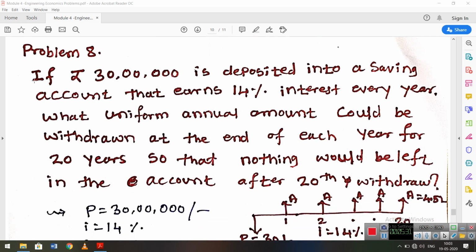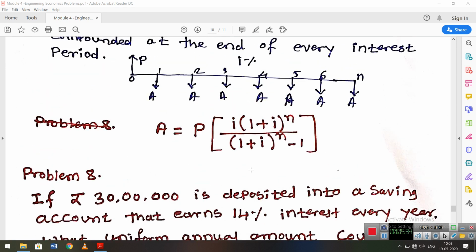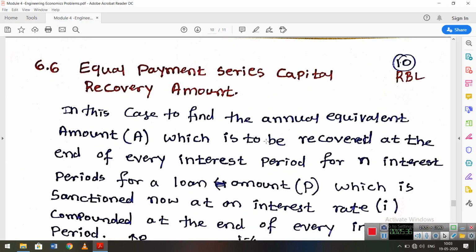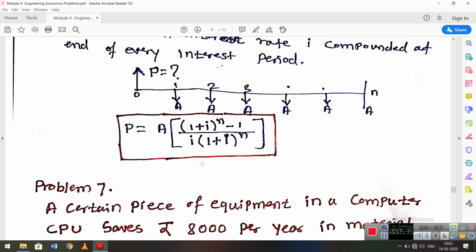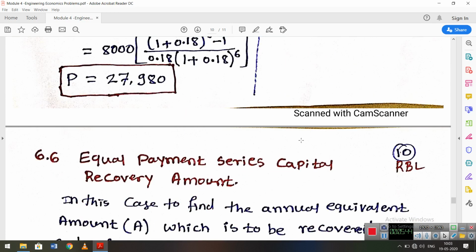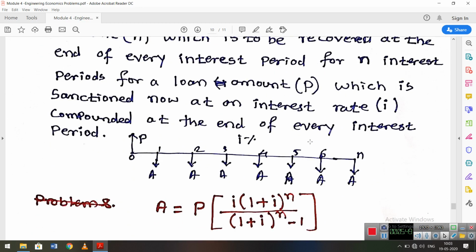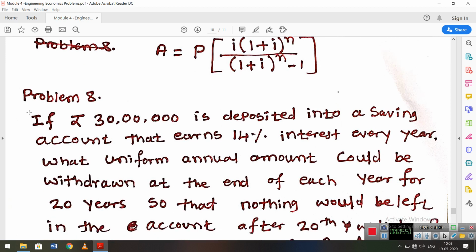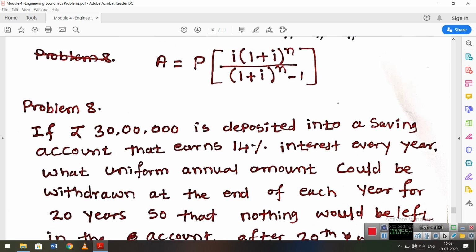It is the same thing we discussed in the other problem. The formula remains the same for equal payment series present worth amount and equal payment series capital recovery amount. But earlier they asked what the cost of that equipment is, the principal amount. Now they are asking, for the principal amount, how much I have to return every year for the next number of years.